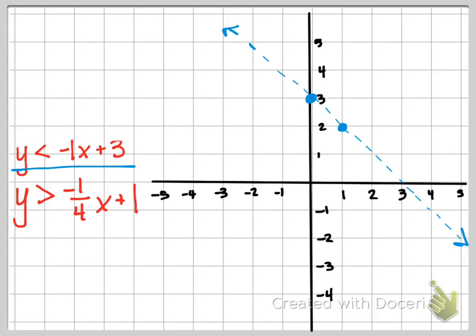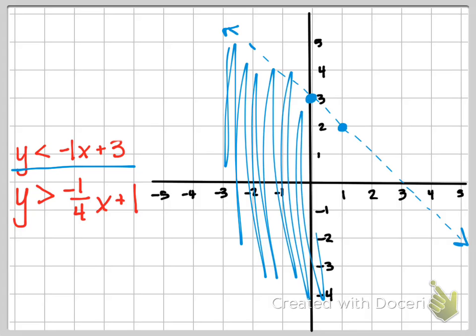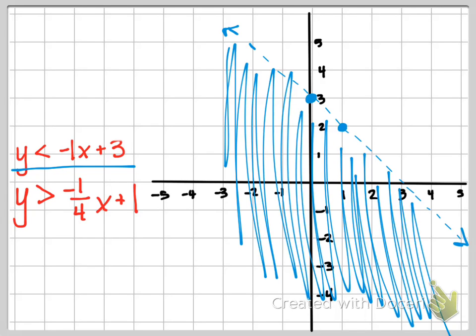Now I've got to figure out where to shade. Anytime you have a line like this, it's always y, so I'm only looking at the y-axis. And you say, how do you know it's y? Because it's the variable that's right here by itself. So I say y is less than. So I need to look at my y-axis only. Which way are the numbers going less than? Right here below the line. So I want to shade everything below the line. You say everything? Yep, everything.